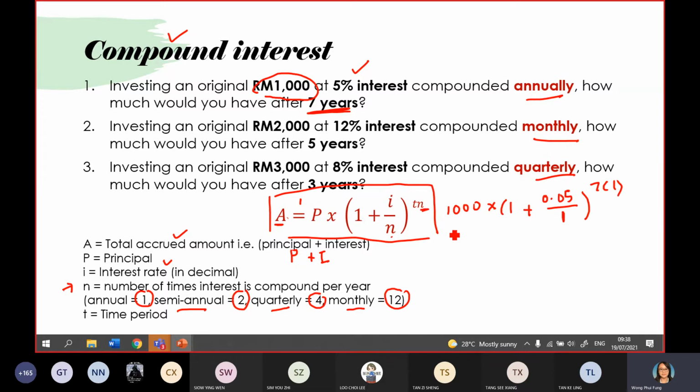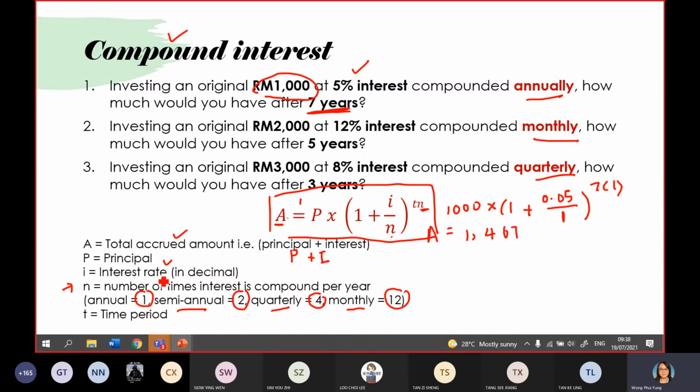Can anyone help me to calculate? What figure do you get at the end? Anyone can help me? Good, Galvin. 1407. Okay, this one is A.